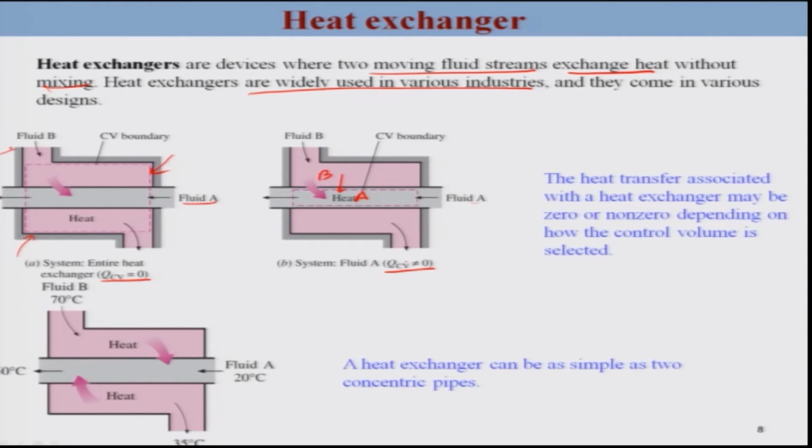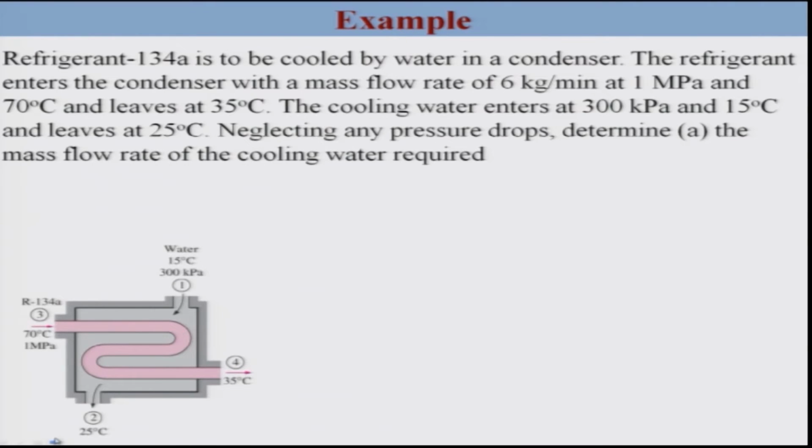So we'll try to do an example in order to get a little more insight into this. This example is a refrigerant which is to be cooled by water in a condenser, and the refrigerant enters the condenser with a mass flow rate of 6 kg per minute. So essentially you have refrigerant 134a at 70 degrees Celsius and 1 megapascal, and it exits at 35 degrees Celsius. Water enters at 15 degrees Celsius at 300 kilopascal, and it exits at 25 degrees Celsius. So the water heats up a bit, and there is a drop in temperature in the refrigerant.